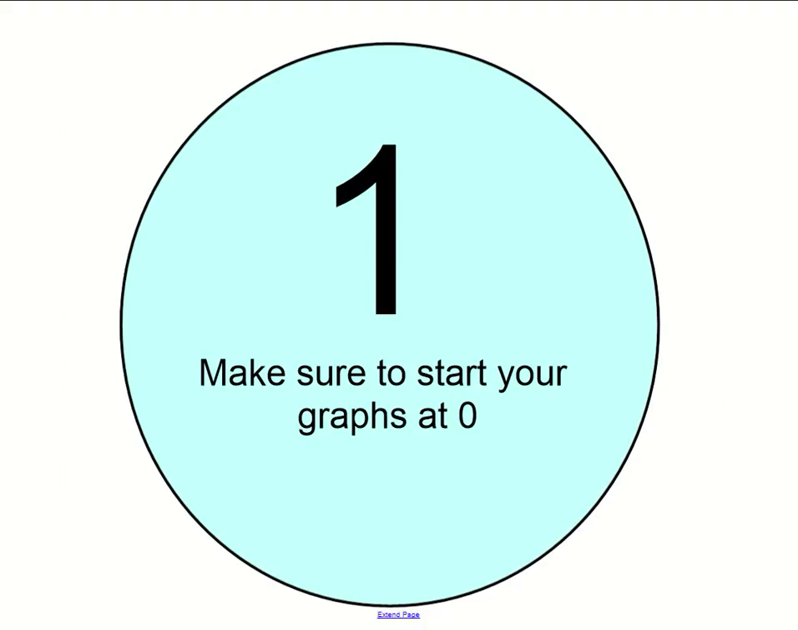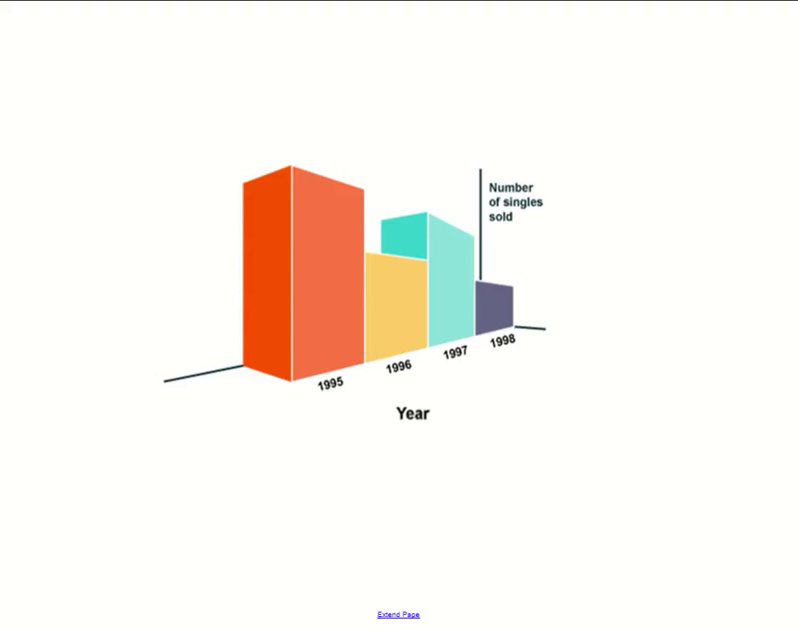So number one, the first thing you need to pay attention to with misleading graphs is that your graph starts at 0. Another thing to pay attention to, here we have a 3D graph.